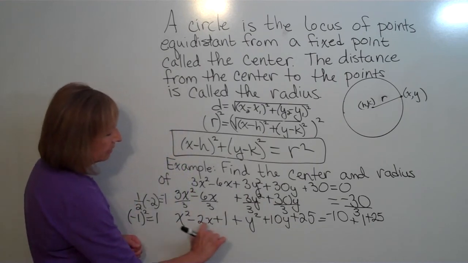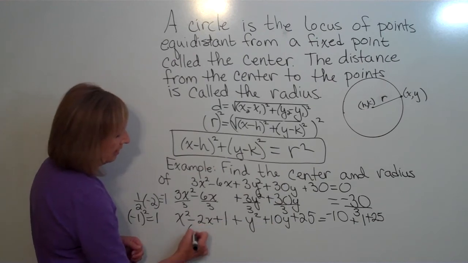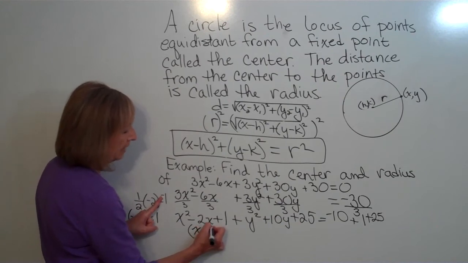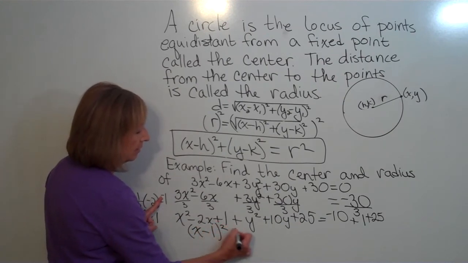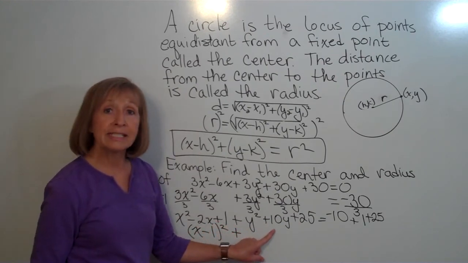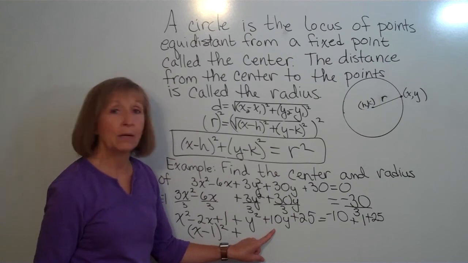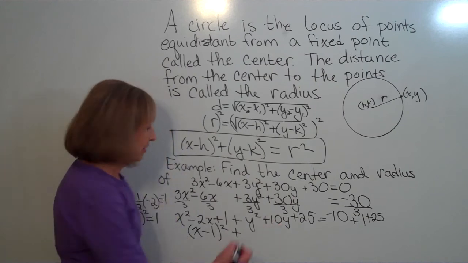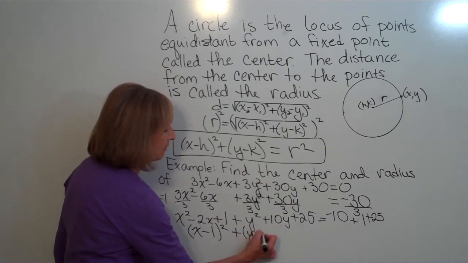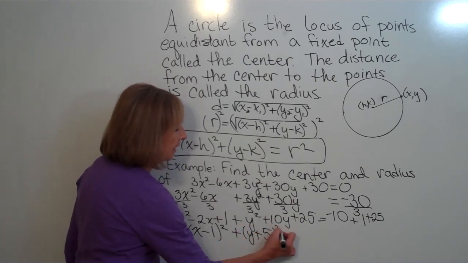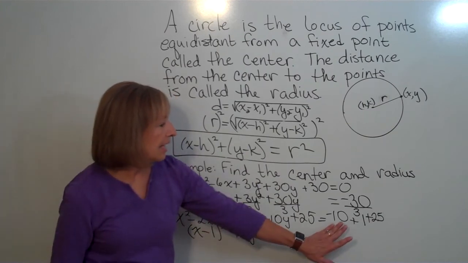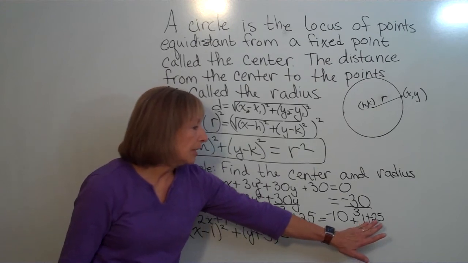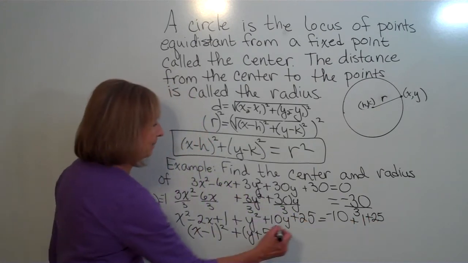So for the x squared minus 2x plus 1, that's x, and then half my middle was negative 1, so it's x minus 1 quantity squared, plus the factorization for my y squared plus 10y plus 25. Well, half of 10 is 5, so that's going to be y plus 5 quantity squared is equal to, and then negative 10 plus 1 plus 25 gives me 16.